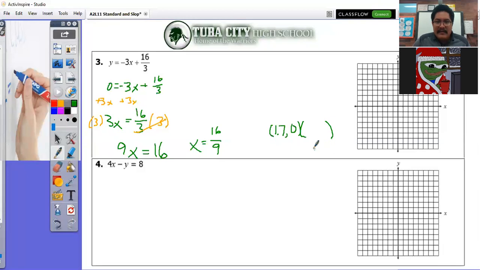So I need to mark that part on the graph. But let's go ahead and do this one here. This is going to be 0, and y equals -3 times 0 equals 16 over 3. Well, 0 times anything is just going to be 0. And 16 over 3, this one I do know, it'll be 5, because it'll be 15 and 1/3. But I'll just say 5.3 for this one.